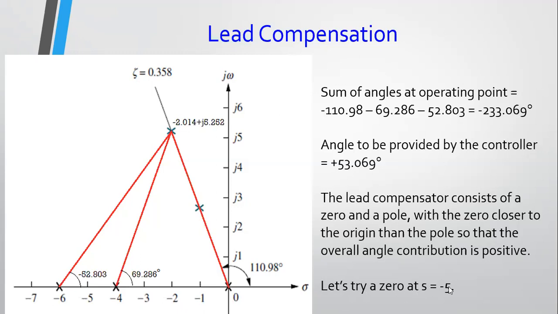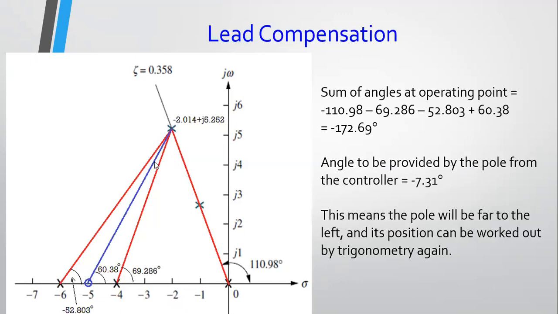So let's first try this zero at minus 5. Remember, the angle to be provided by your lead compensator is 53.069 degrees. So if you were to introduce a zero at minus 5, let's see what you get. We have introduced here a zero at minus 5. You join that zero to your operating point, and the angle you get is 60.38 degrees. Just by trigonometry, you do tan inverse of 5.252 divided by 5 minus 0.014. So this angle you get is 60.38 degrees.